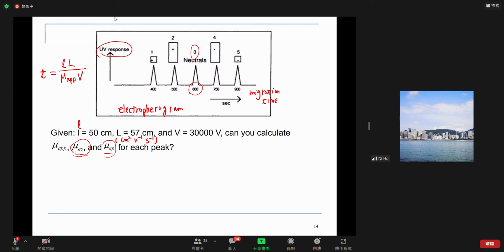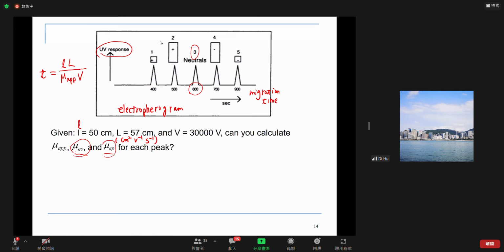The neutral one. Yeah, number 3, right? Why? Tell me why the neutral one. Because for the neutral one, the apparent mobility equals to what? The apparent mobility equals the EOF. Very good. That's the starting point. Good. Now your classmates already gave you the hint. So can you start calculating, trying that by yourself?